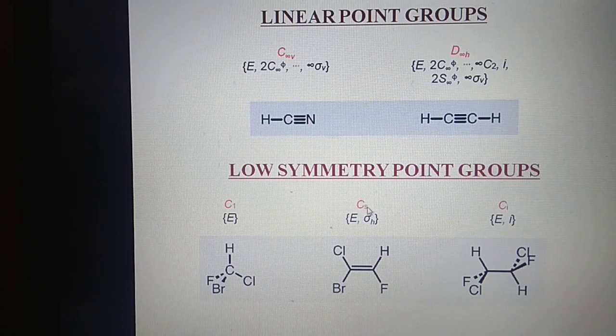Next is the Cs, where in addition to identity there would be the presence of sigma h, which means the molecule should be planar. Here the example is substituted ethene, and again all the 4 substituents should be different. Next one is Ci. Ci means in addition to identity only and only another symmetry element i is present, and here the example is substituted ethane, trans-ethane, where 2 hydrogens are substituted by fluorine and chlorine in trans positions.